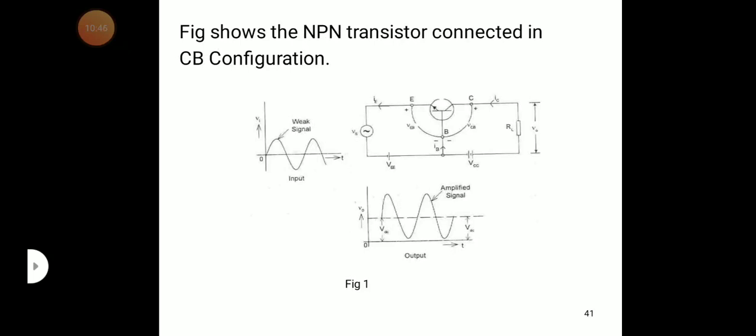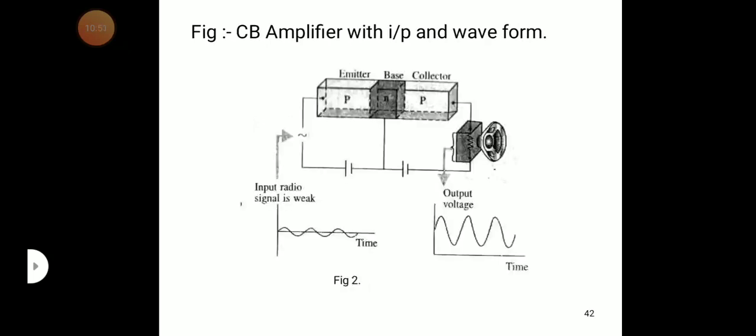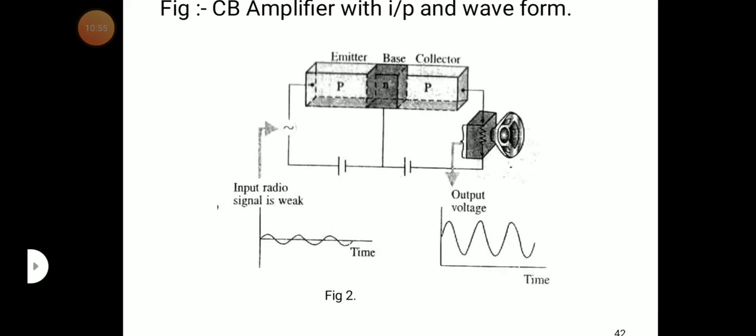So we see the common base configuration amplifier with input and output waveform. You can see how it is. We applied the input radio signal, which is weak, that is the sound signal, and the output voltage is amplified. You can see it is represented with the transistor physical diagram. You can see the diagram.